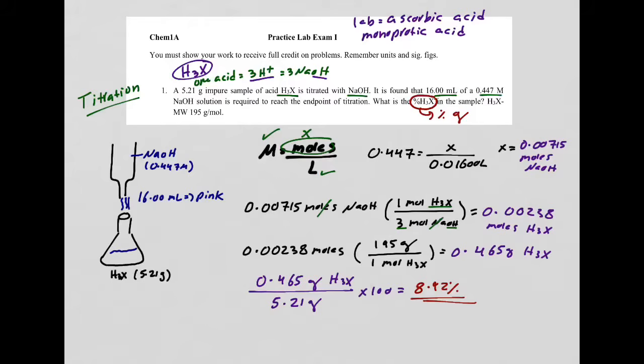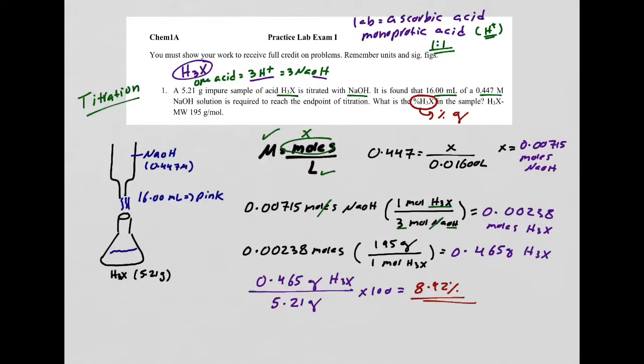So the mole ratio between ascorbic acid and sodium hydroxide would be a 1-to-1 ratio because ascorbic acid has one hydrogen. It has a crazy looking formula and it sounds cool, ascorbic acid. You might think it has more than one, but no, it's a monoprotic acid. So if you had this problem asking about ascorbic acid instead of H3X, it would have been a monoprotic acid, 1-to-1 mole ratio. So far, so good? All right, beautiful.